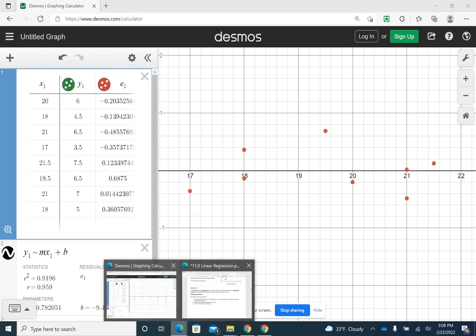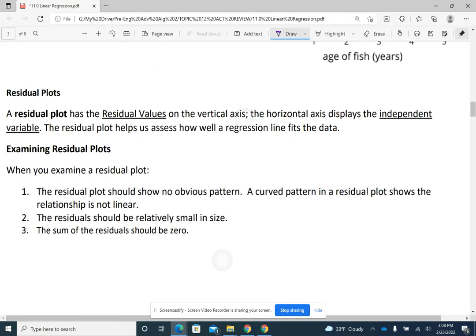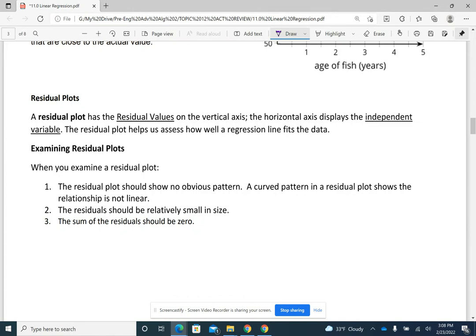Here's what we want to see. We're going to look at the residual plot, and what we want to see is that the residual plot shows no obvious pattern. So we want to see a pretty random pattern there. We also want to see, we don't want to see a curved pattern. The residuals should be pretty small in size because we want to see that our predictions were pretty close to what actually happened. And the sum of the residuals should be 0.